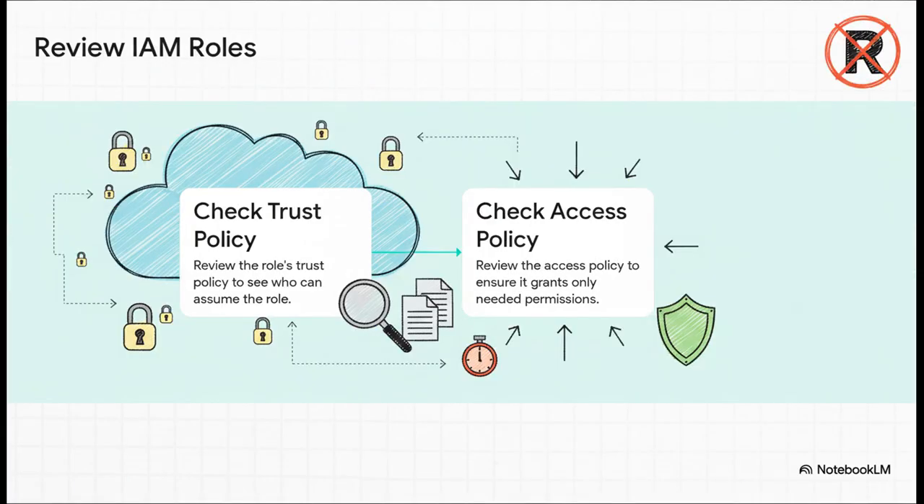And finally, step 3 is reviewing your IAM roles. This is always a two-part check. First, you look at the trust policy. That answers the question, who or what can use this role? Make sure that list is still correct. Second, you look at the access policy. That answers, okay, and what can this role do once it's assumed? Make sure you're following that principle of least privilege, only the bare minimum permissions required.